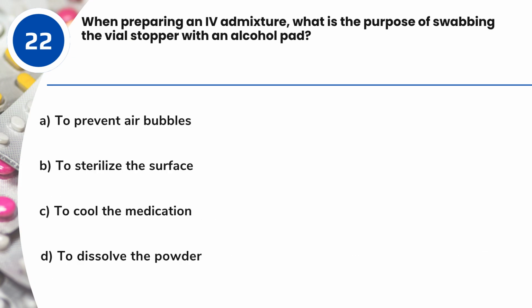Question 22. When preparing an IV admixture, what is the purpose of swabbing the vial stopper with an alcohol pad? A. To prevent air bubbles. B. To sterilize the surface. C. To cool the medication. D. To dissolve the powder.